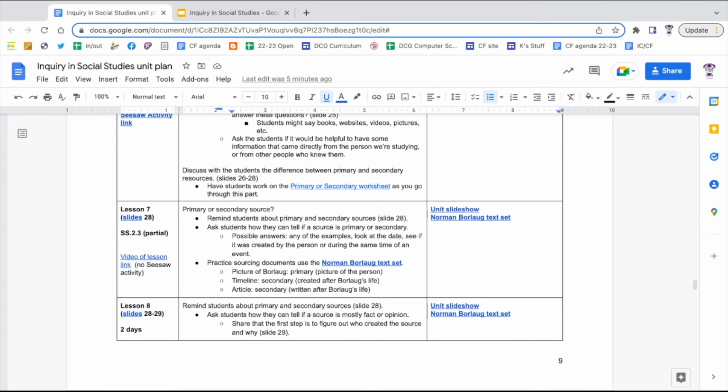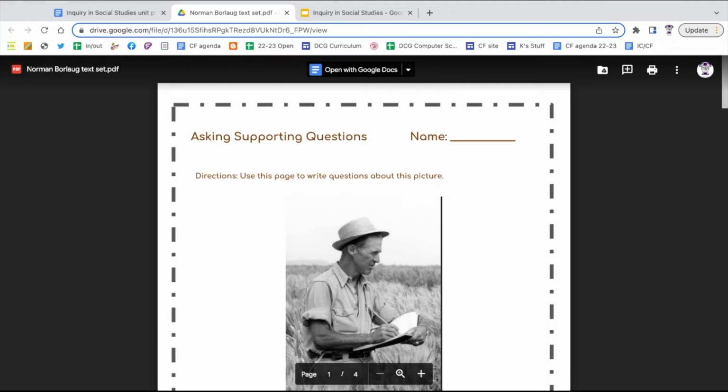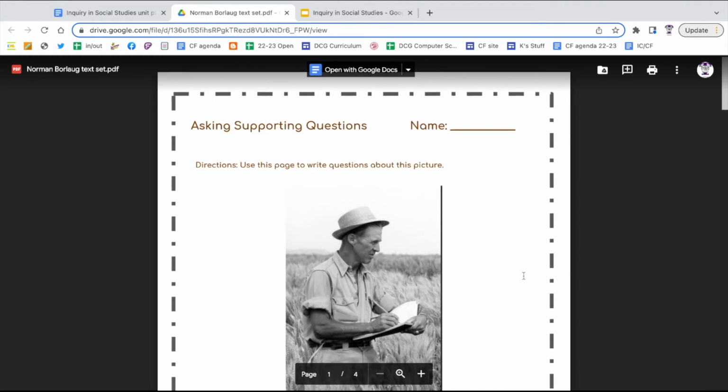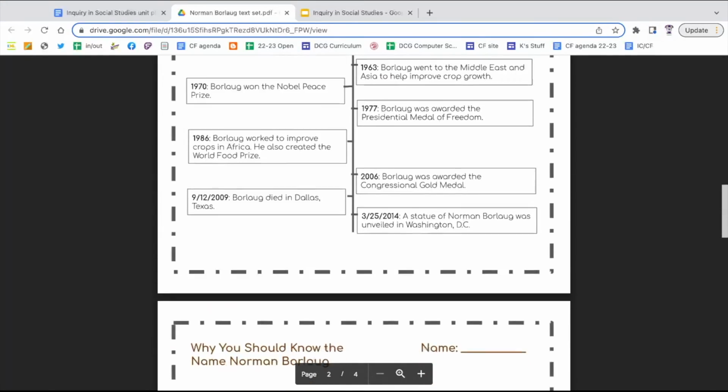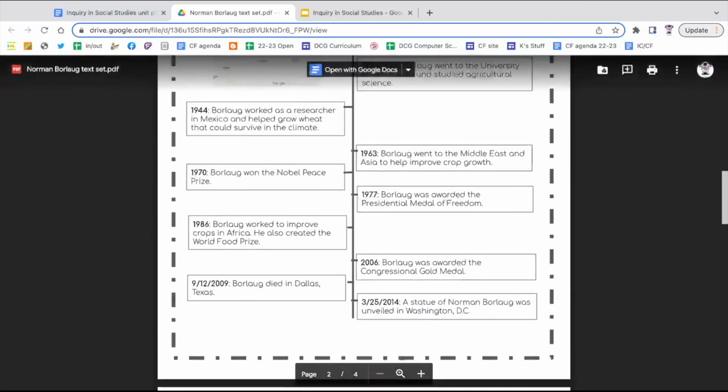Lesson 7 is all about primary versus secondary sources and how to use them, and students will start using this Norman Borlaug text set to continue primary and secondary sources. They start by simply sourcing the items in this text set. So the timeline, the picture, and the article.